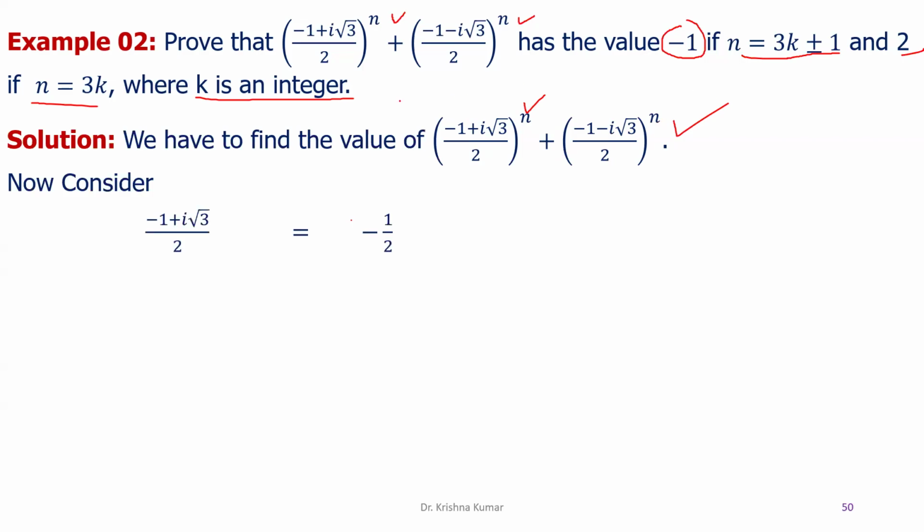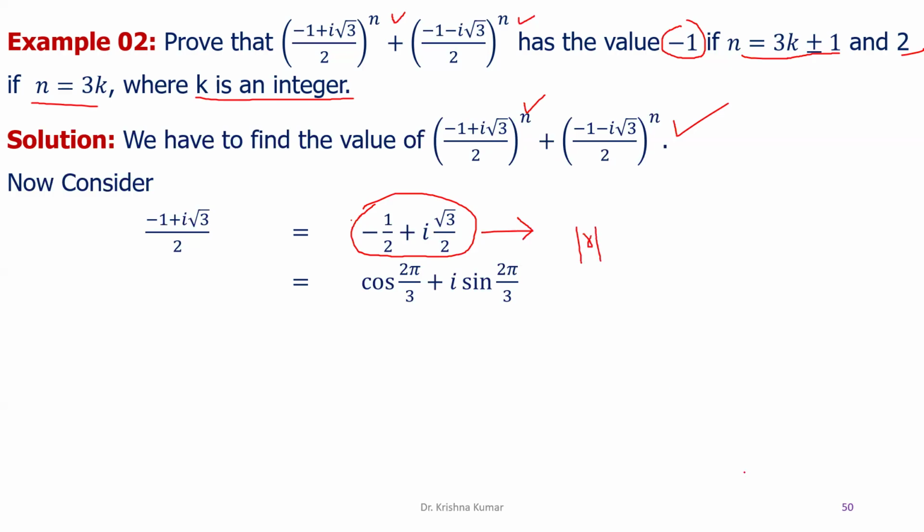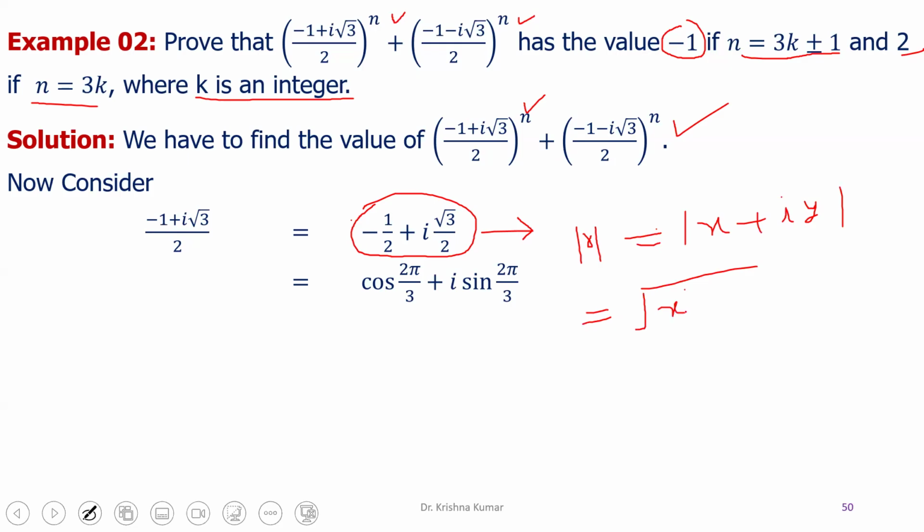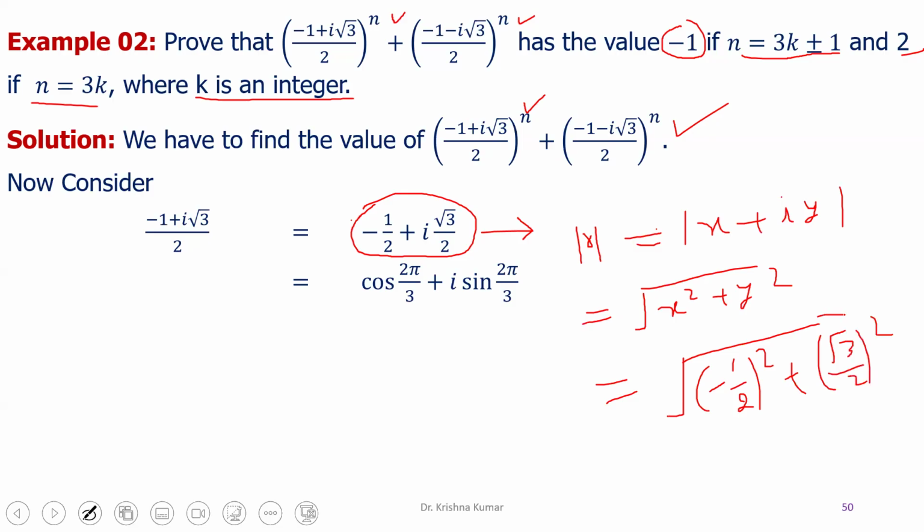Now consider (-1 + i√3)/2. It can be written as -1/2 + i√3/2. Now this can be converted into polar form. So how to convert into polar form? Let us see the modulus r, or modulus of x + iy, which is nothing but √(x² + y²). Here x = -1/2, so (-1/2)² + (√3/2)² gives 1/4 + 3/4, which is √(4/4), that means 1. So the value of r equals 1.